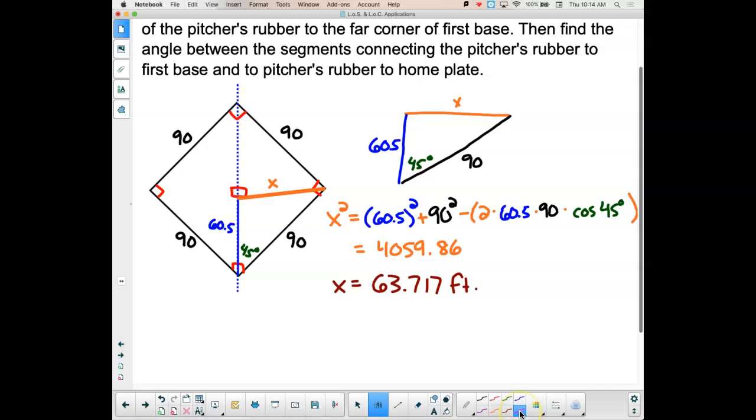Can we have the equations with us, or do we have to memorize them? You have to memorize it.